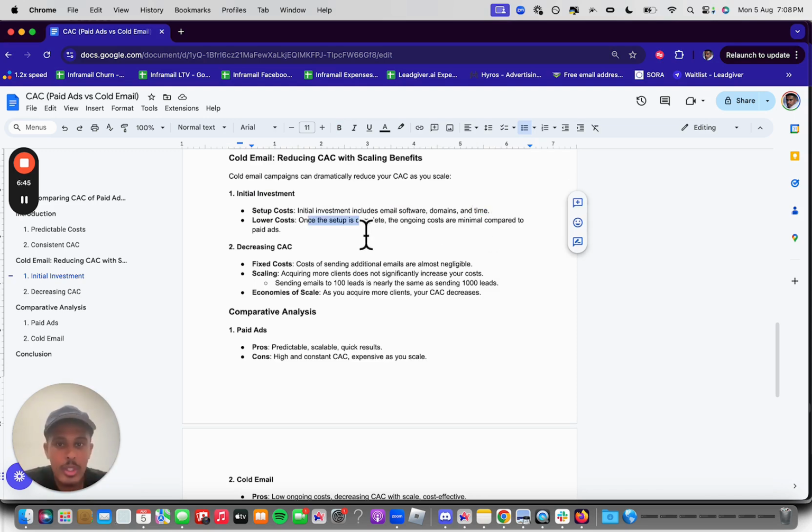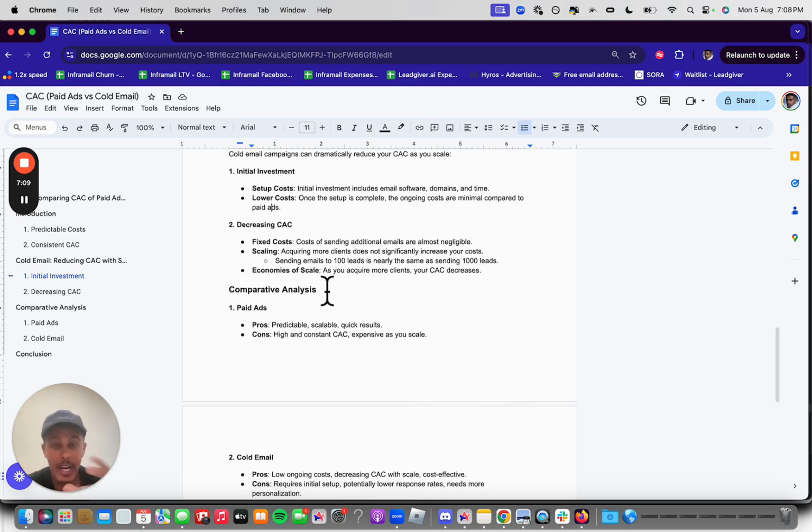Lower costs: once setup is complete, the ongoing costs are minimal compared to paid ads, right? Imagine if you just made a one-time investment in paid ads and it got you clients forever. That would be amazing, right? But that's basically what cold email is. You make a one-time investment and you basically get clients. You can scale the number of clients infinitely, which is pretty awesome, while only incrementally increasing the cost. And I'm going to show you exactly that graph and how that works.